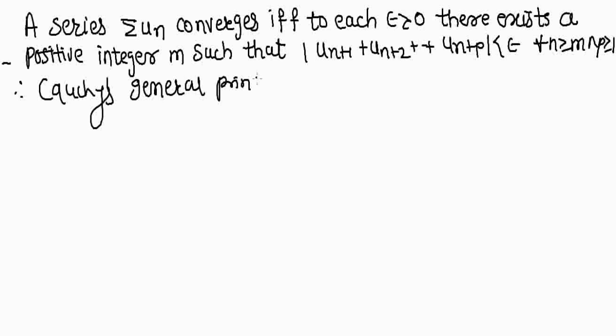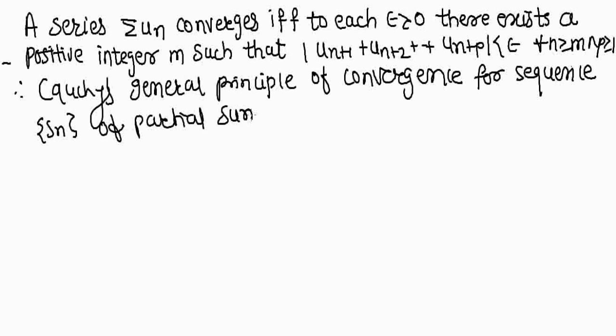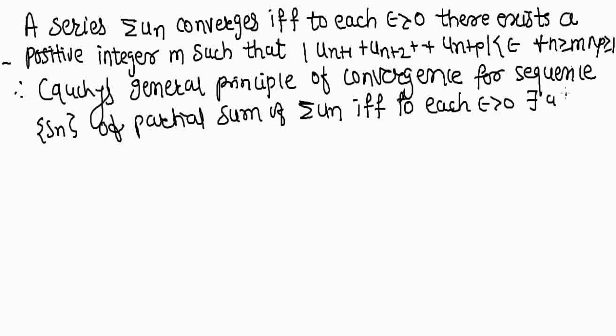General principle of convergence for a sequence. What is that? That is the sequence Sn of partial sums. We are taking the sequence of partial sums of the series summation un if and only if to each epsilon there exists a positive integer.